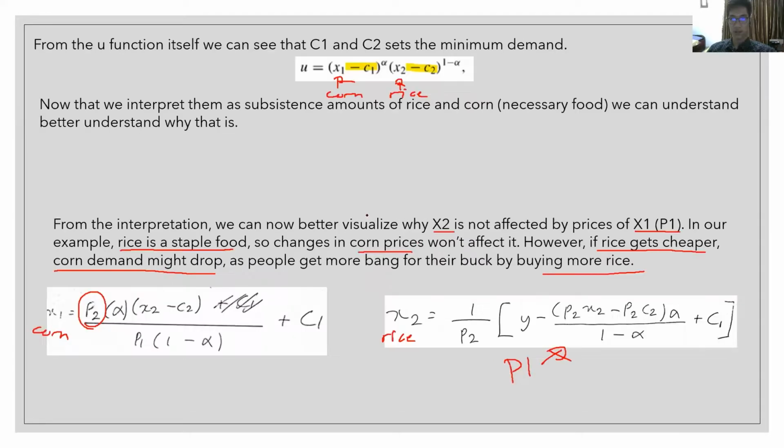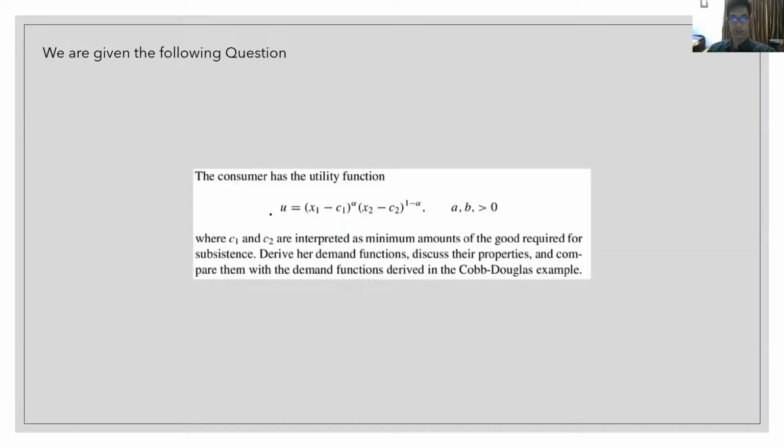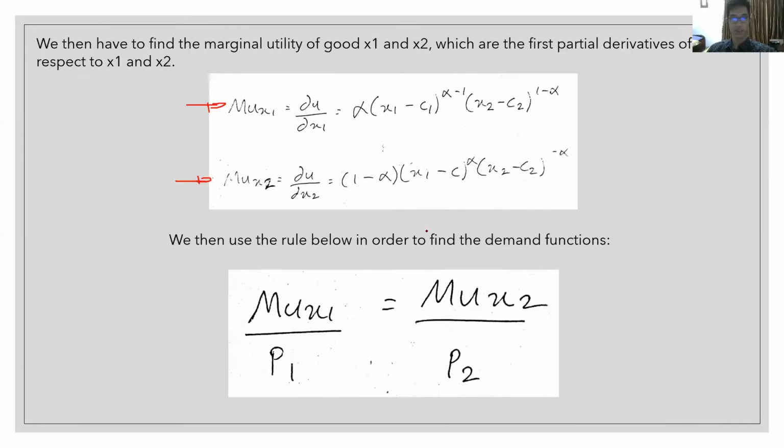This is just a way for us to visualize how the function in the beginning right here is actually used in real life. That's my interpretation. Okay, so now for problem 3.